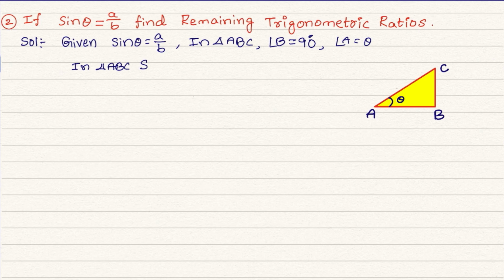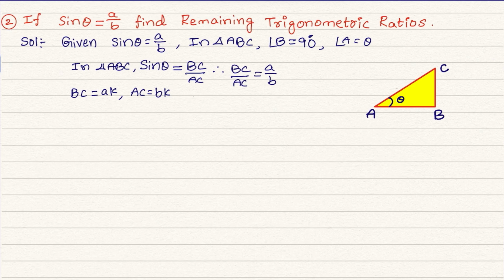In triangle ABC, sin theta is what? Opposite side by hypotenuse, that is BC by AC. So by this we write, BC by AC is equal to a by b. By this we understand, BC is equal to some AK and AC is equal to BK, multiples of a and multiples of b.